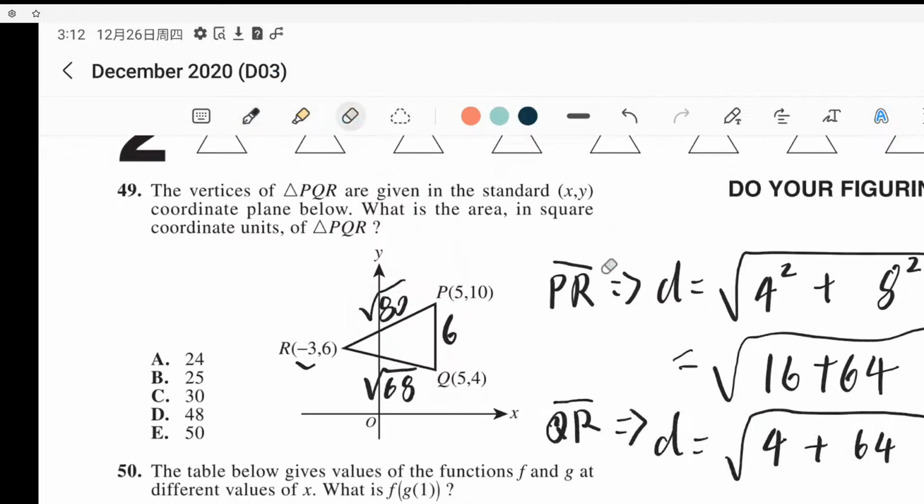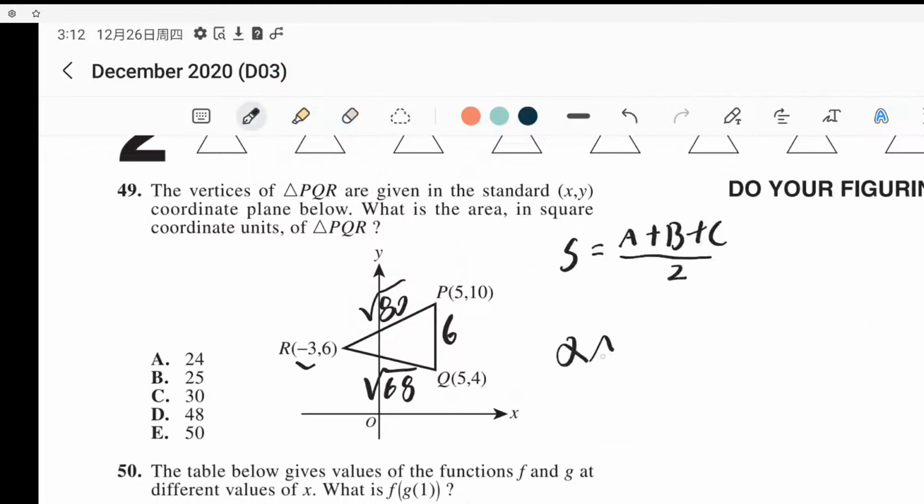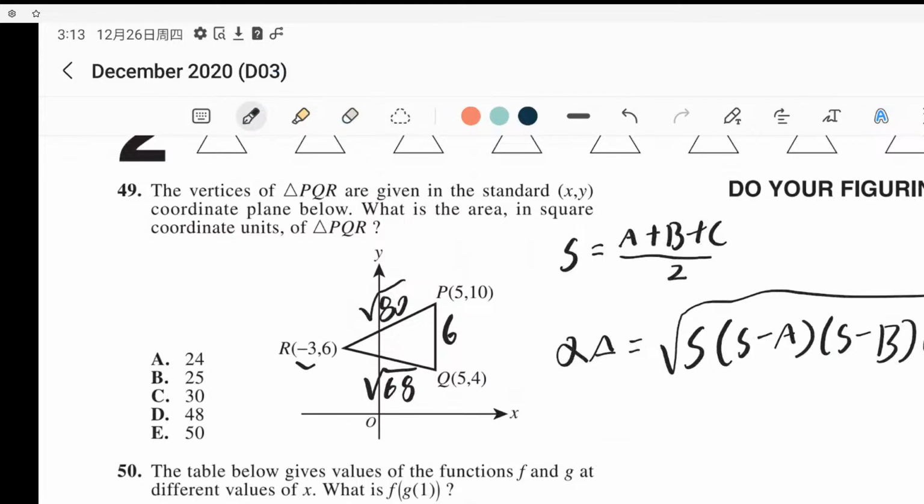Now we obtain all 3 sides of the triangle. We could use a formula called Heron's formula. It states that S, the sum of the 3 sides divided by 2, equals side A plus B plus C over 2. And then the area of the triangle will be equal to the square root of S times S minus A, S minus B, and S minus C. This is the formula called Heron's formula.